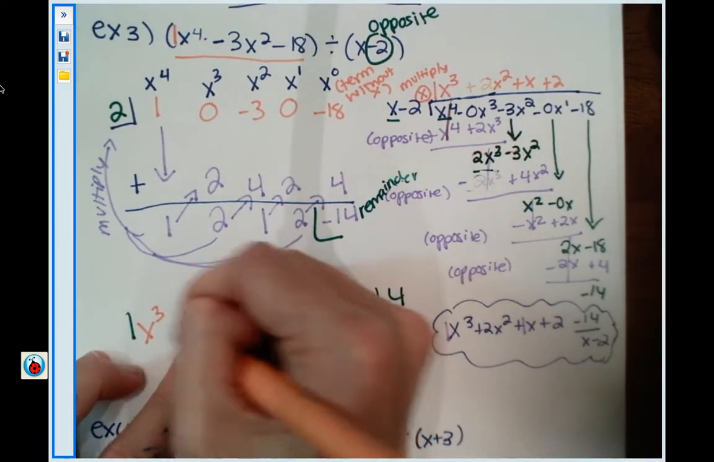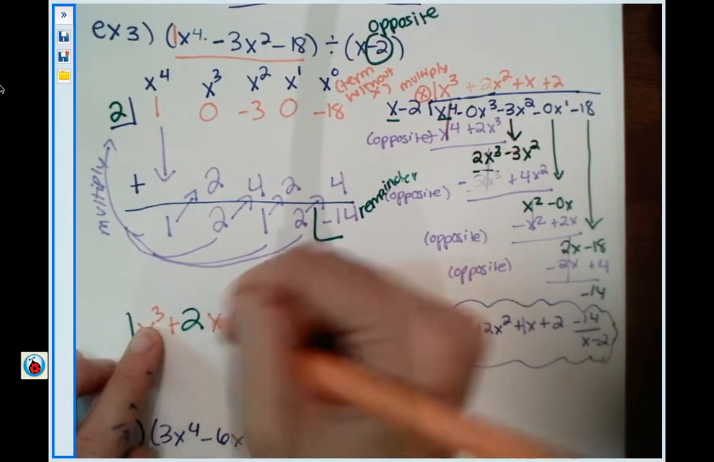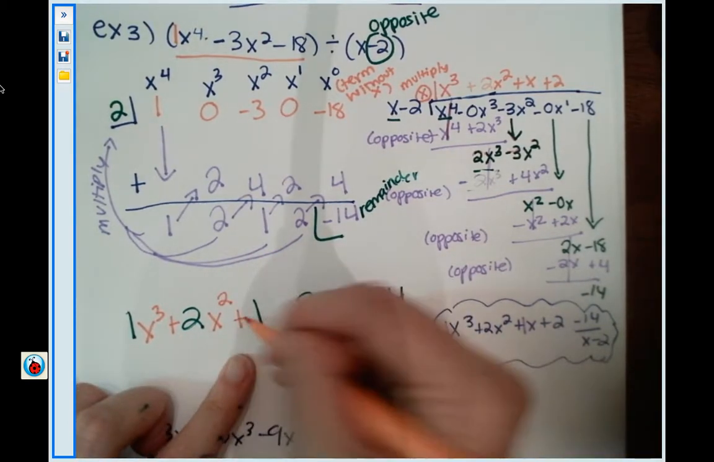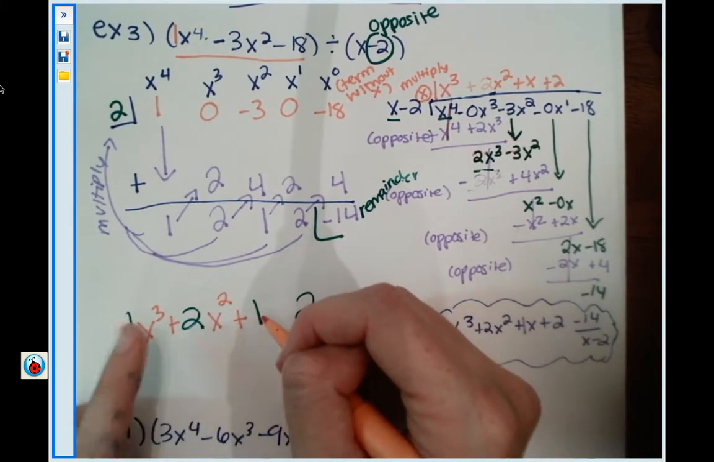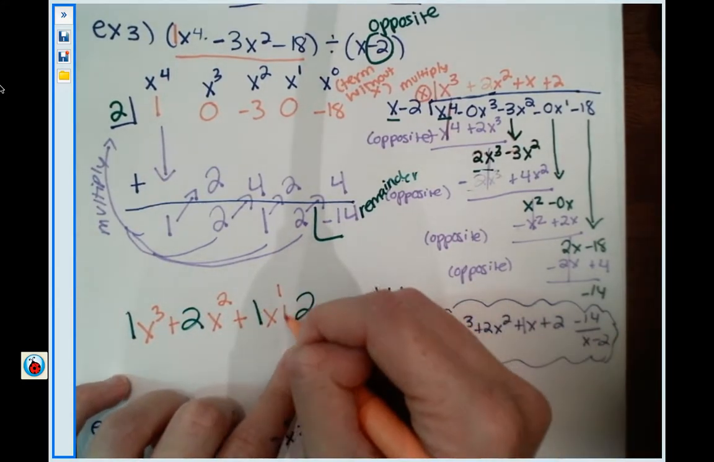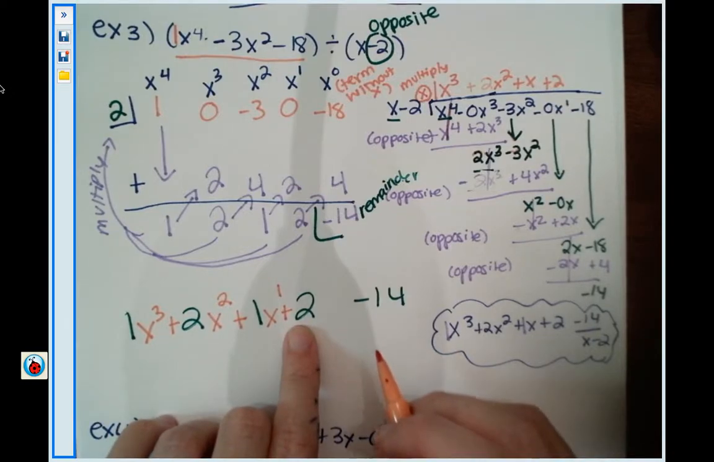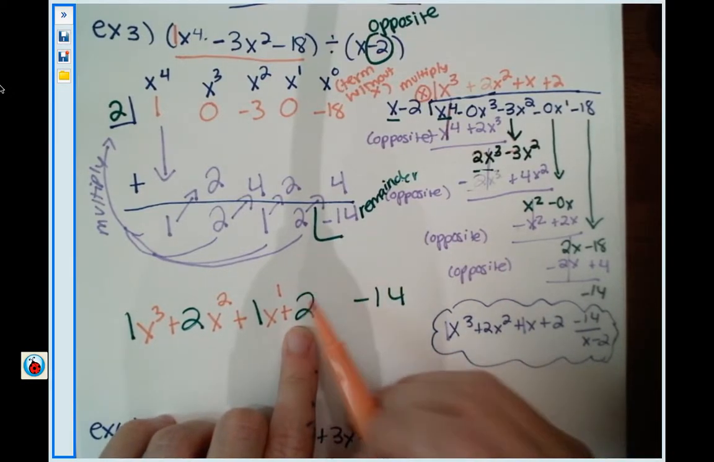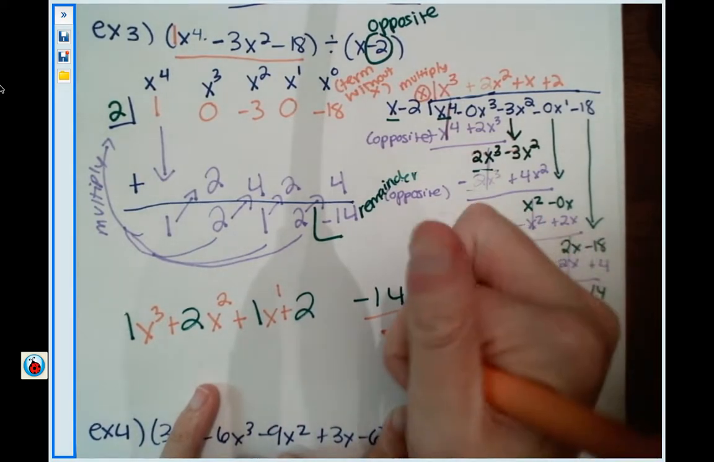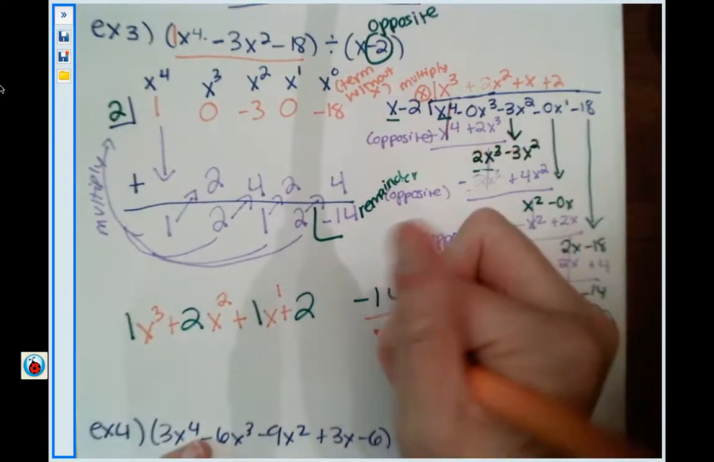So since this is a positive 2, it will be plus. 1 less than x to the third is x squared. This is positive, so plus. My next exponent, x to the third, x squared. Then I got an x to the first. Positive 2, I'm going to add it. The last number is always the x to the 0 term, which is the term without the x. And then finally, this is my remainder, which goes over the divisor, which is x minus 2.